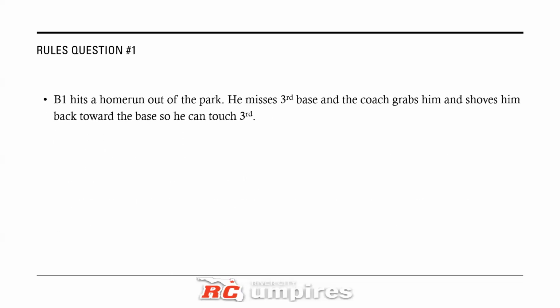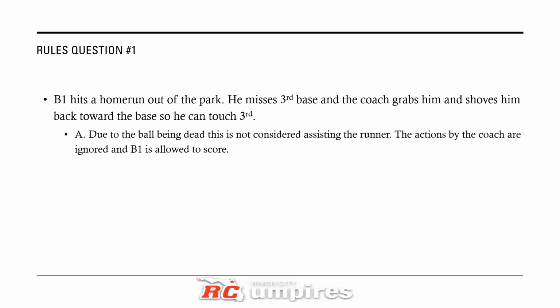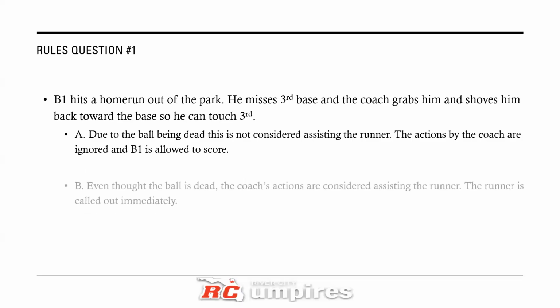Rules question number 1. Batter 1 hits a home run out of the park. He misses third base, and the coach grabs him and shoves him back towards the base so he can touch third. Due to the ball being dead, this is not considered assisting the runner. The actions by the coach are ignored, and B1 can score.